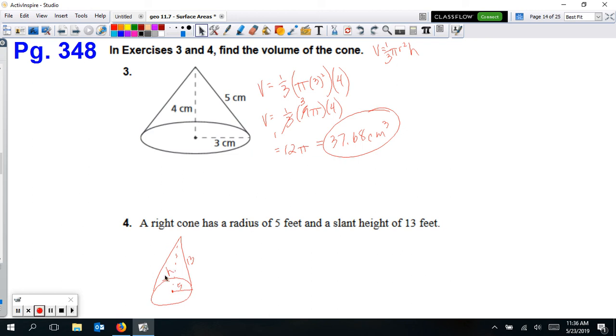So again, we're going to have to find the height with the Pythagorean theorem. So we could do a squared plus b squared, where this is our leg, equals c squared, which is where the 13 is. So 5 squared plus h squared equals 13 squared. That's just using the Pythagorean theorem with this right triangle that it created here, because this height is always going to be perpendicular to the radius. So 5 squared is 25, and 13 squared is 169. We need to subtract 25 from both sides. So h squared equals 169 minus 25, which is 144. We'll take the square root of both sides, and the square root of 144, as we know, is 12. So our height is 12 on this one.